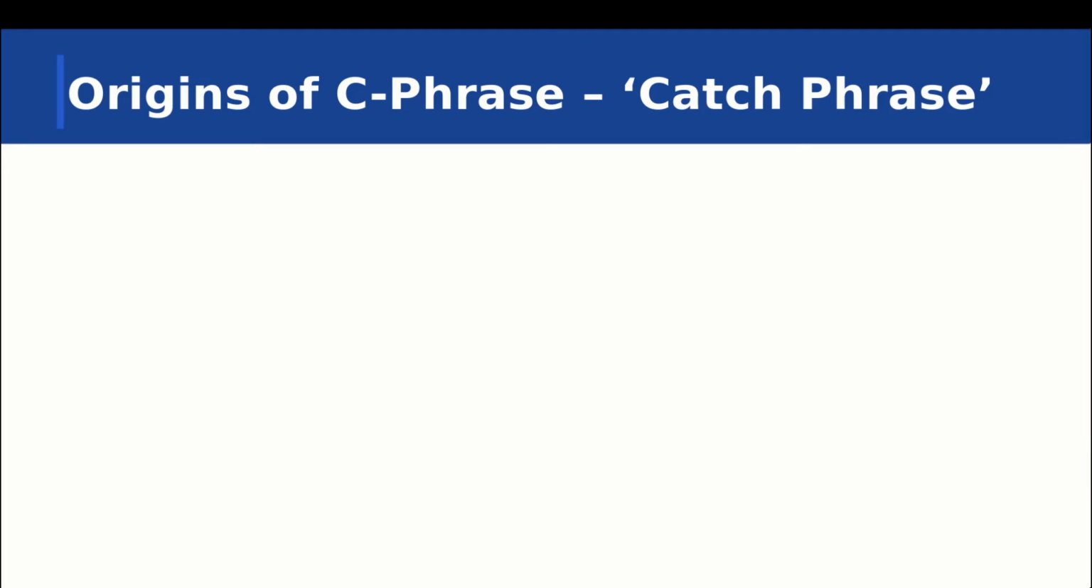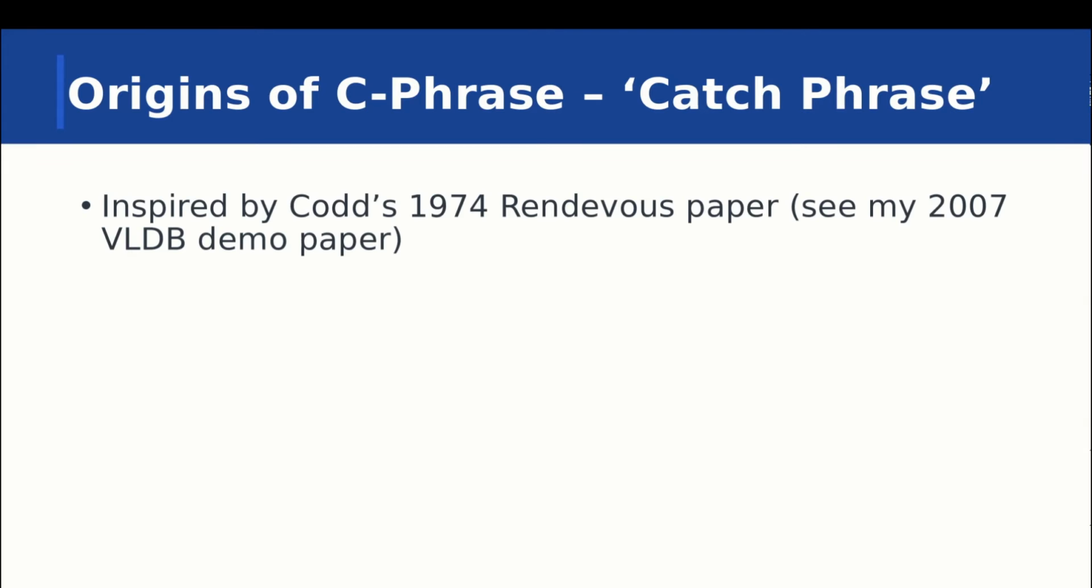So the origins of C-Phrase. C-Phrase stands for catchphrase, and it was originally inspired by Todd's paper in which he discussed the importance of paraphrasing. What's always critical with natural language interfaces is that after you do the interpretation, you repeat back the question to the user so that they can have some confidence that they were properly understood by the system.